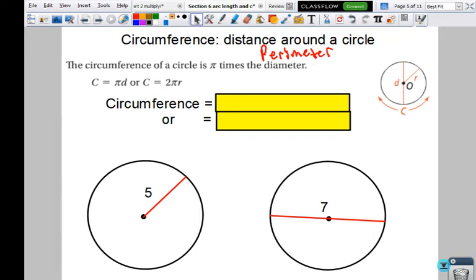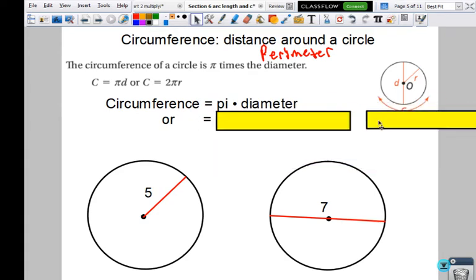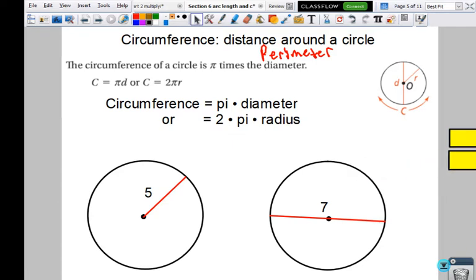Perimeter. Got it. Okay? So to find circumference, I can do one of 2 things, because when we look at circumference, it involves using either the diameter or the radius. So circumference is either going to equal pi times diameter, or if I have a radius, that's half the diameter, it's 2 times pi times the radius. And the order you multiply these doesn't matter.